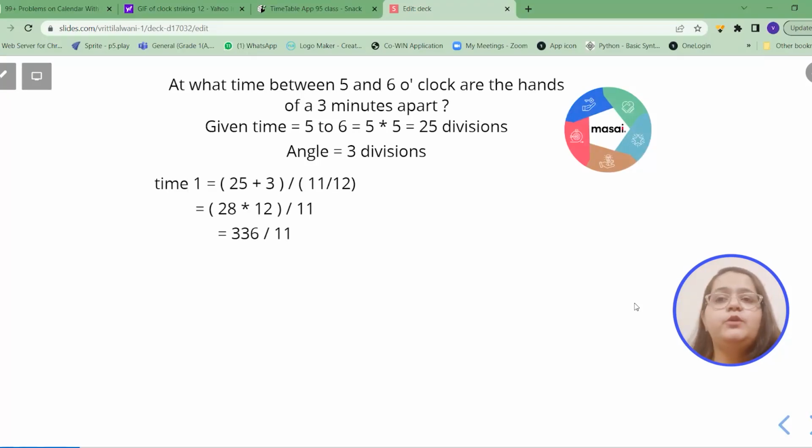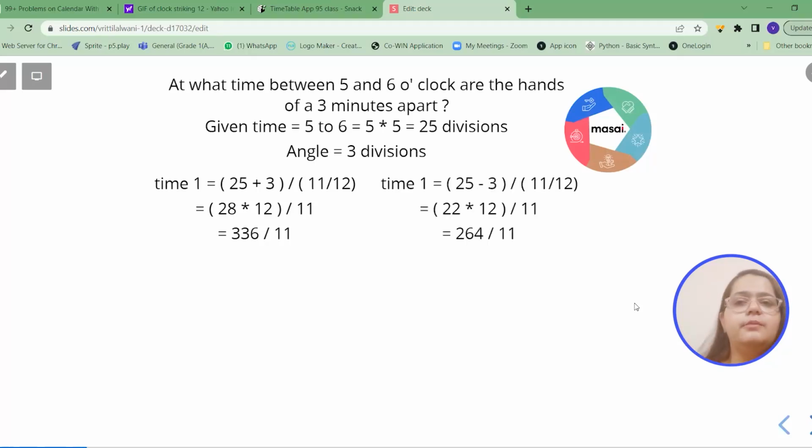So time 1 would be 25 plus 3, times 12 by 11. So 25 plus 3 is 28, bringing the denominator up. That would be 28 into 12 divided by 11, 336 by 11. Again, you have to follow the traditional division method and get what would be the minutes and seconds. So your answer would be 5, the quotient and the remainder.